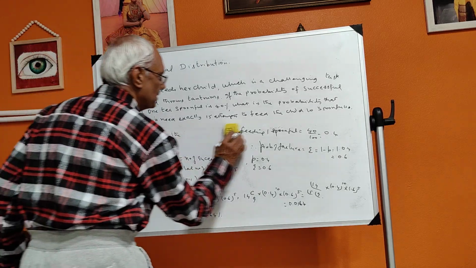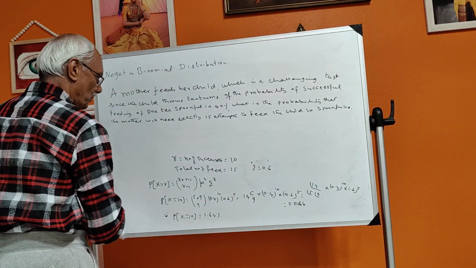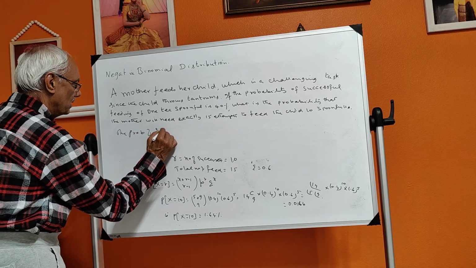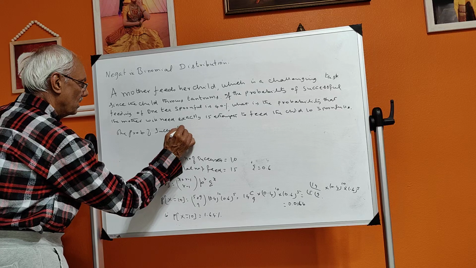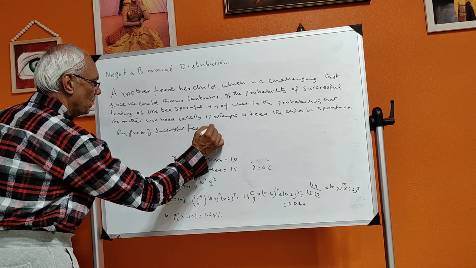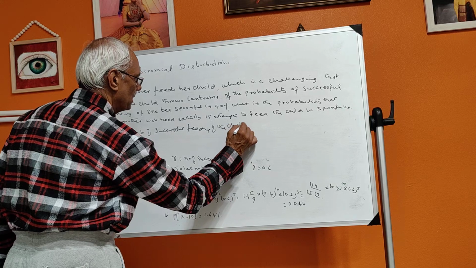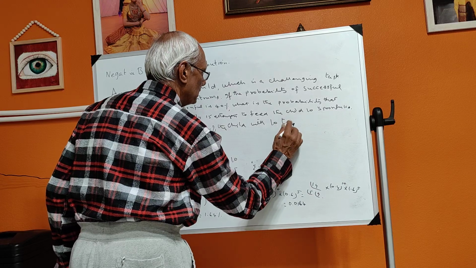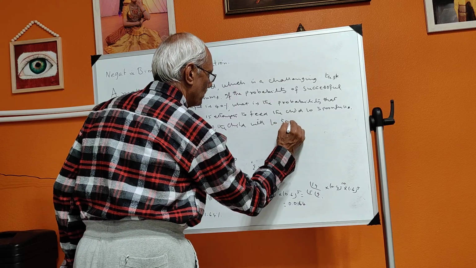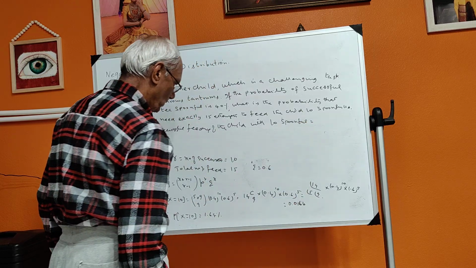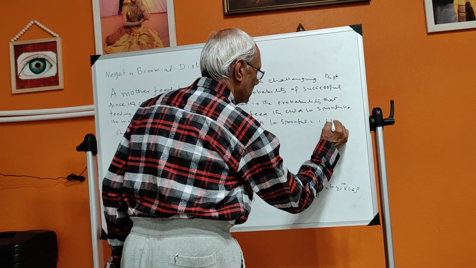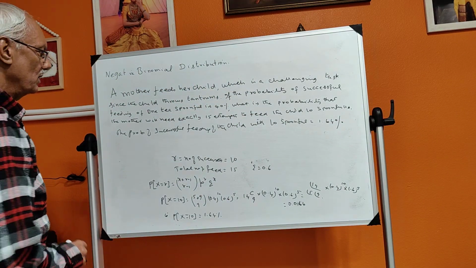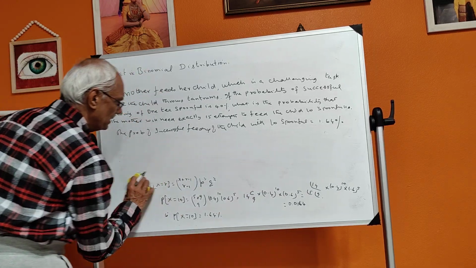So the answer is, the probability of successful feeding of the child with 10 spoonfuls is equal to 1.64% chances. Okay.